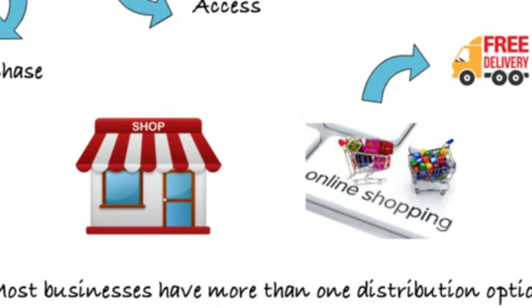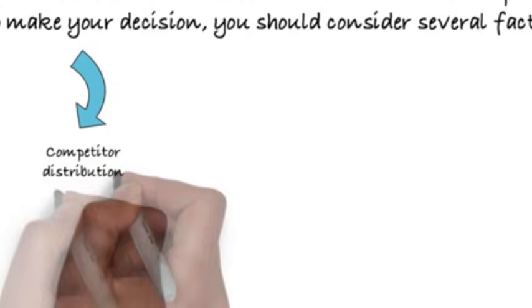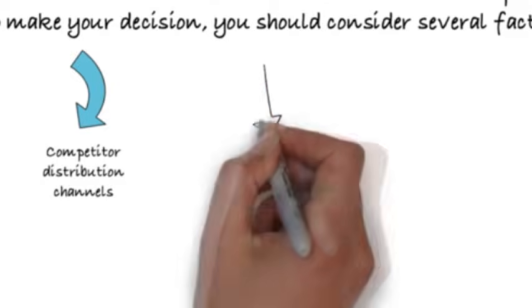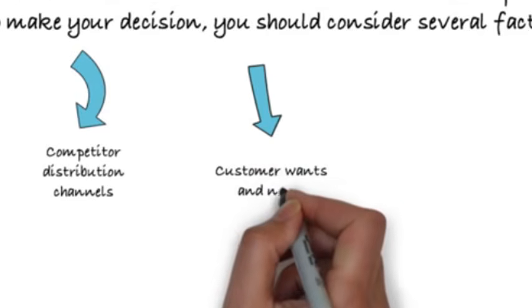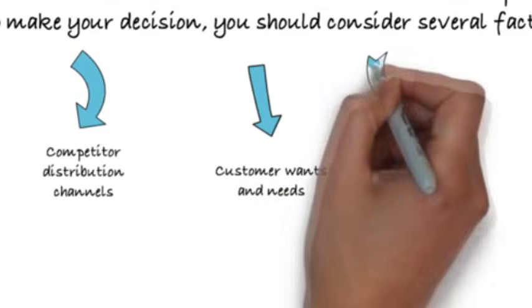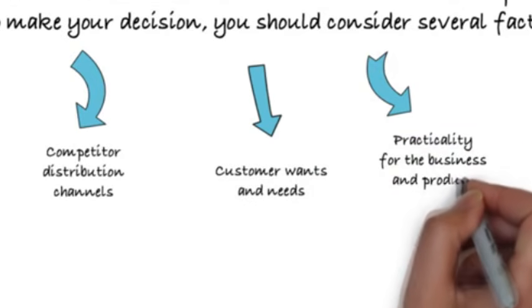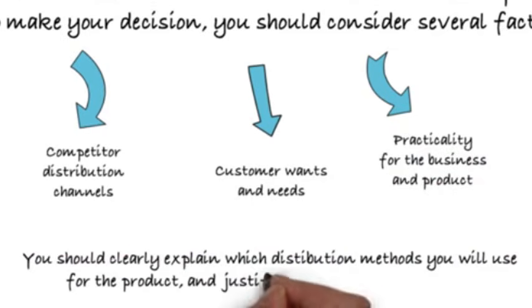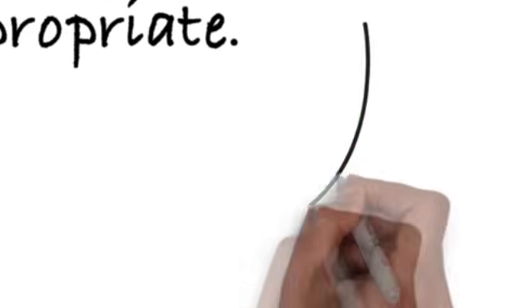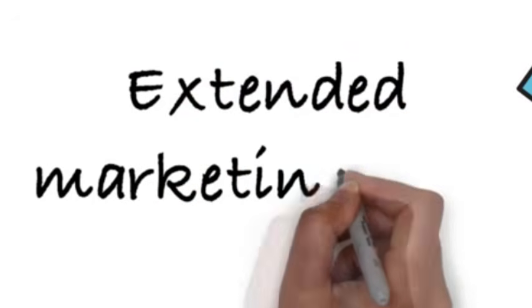Your decision for suitable distribution channels will depend on several factors. Firstly, you should consider what competitors do. How do they distribute their products? You should also consider what is more suitable for customers. Where would they prefer or be most likely to purchase the product? Finally, what is realistic and practical for the business and the type of service or product? You should clearly explain which distribution methods you will use for the product and justify why these are appropriate, including consideration of the extended marketing mix if relevant.